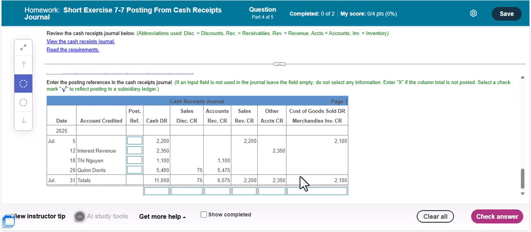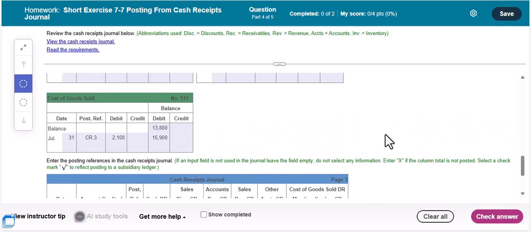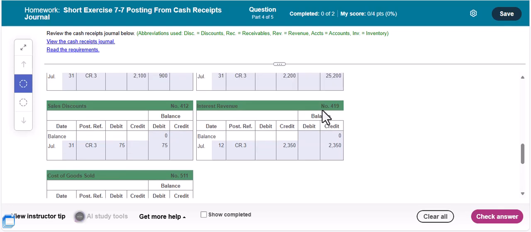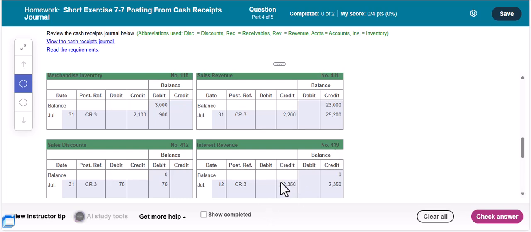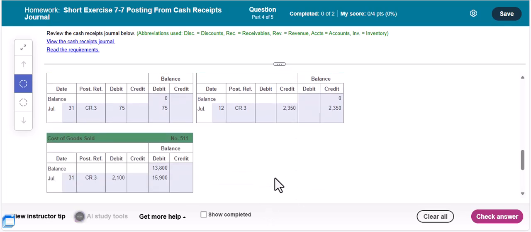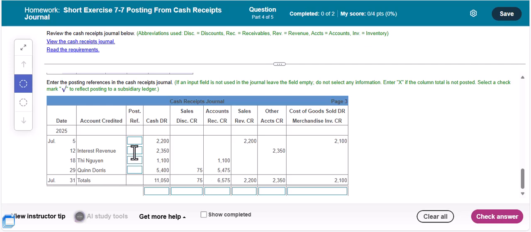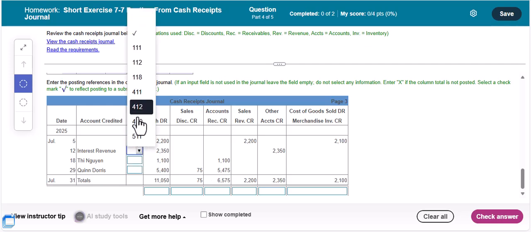So I always like to start with the one that's easy to miss. So this is the other accounts here for the 2,350 that was posted to interest revenue. So right here we have to put the interest revenue account number. So I'm going to go ahead and scroll up and find interest revenue, and that was account number 419. And what did we do here? We did post that credit of 2,350. So that looks good. Posting reference of 419, which is the account.